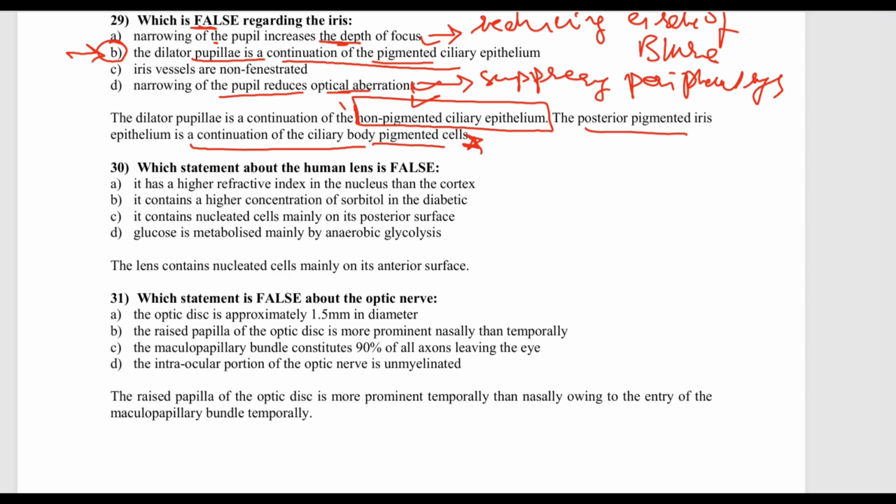So the false statement is: it contains nucleated cells mainly on the posterior surface. No, the nucleated cells are mainly present only on its anterior surface, okay?